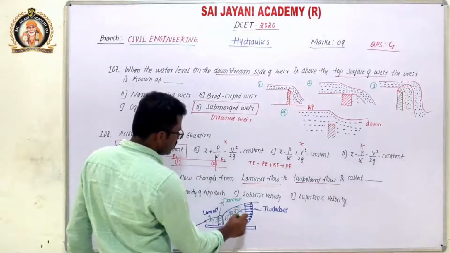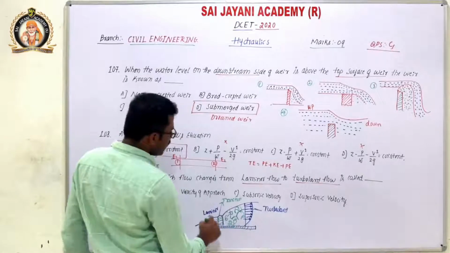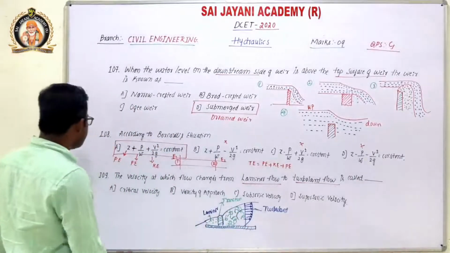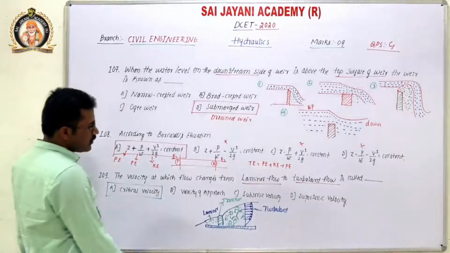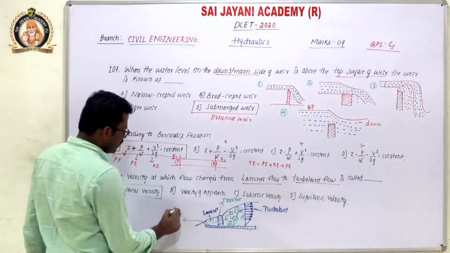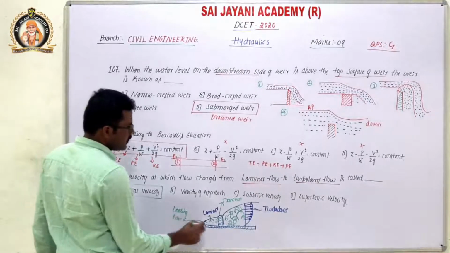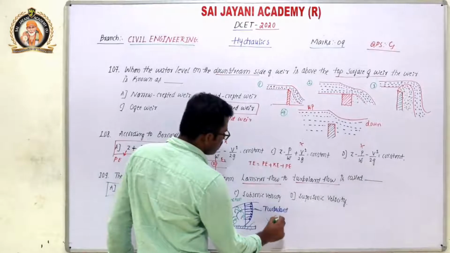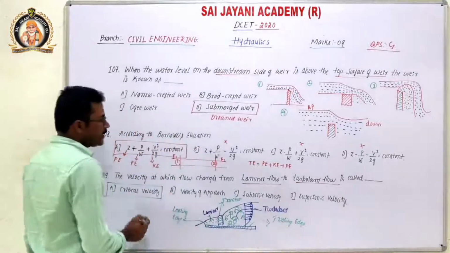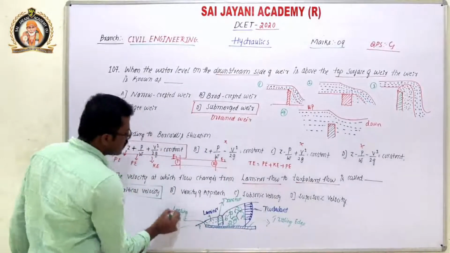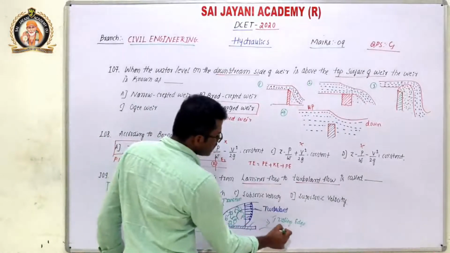So this is the turbulent flow. The velocity at which laminar flow is converted into turbulent flow is known as critical velocity. So option A, critical velocity, is the right answer. This is the leading edge, and this is the trailing edge. The velocity at the leading edge is known as the velocity of approach, and the velocity at the trailing edge is the velocity at exit.